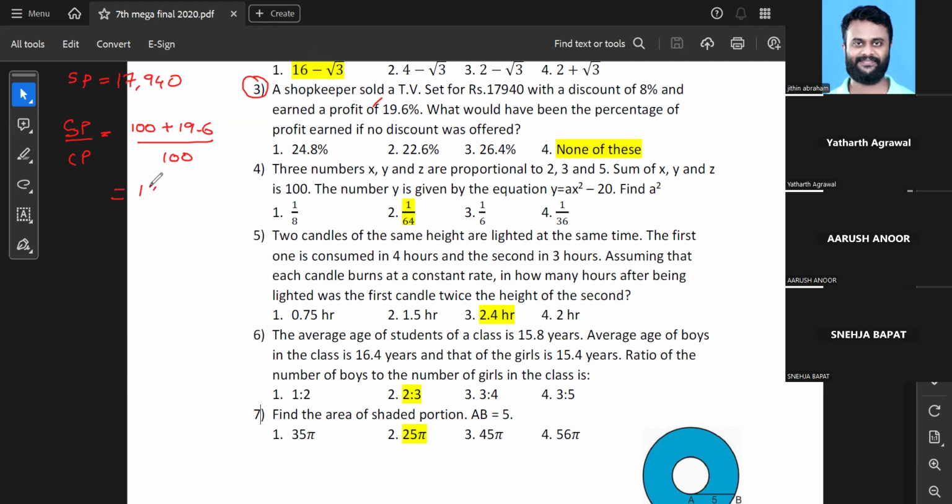So with the help of this, I'm going to find the real cost price now. So 119.6 upon 100 is equal to selling price value, 17,940, upon cost price. So from here, I'll get cost price is equal to 17,940 multiplied by 100, which means two more zeros, divided by 119.6. So this is some fraction.